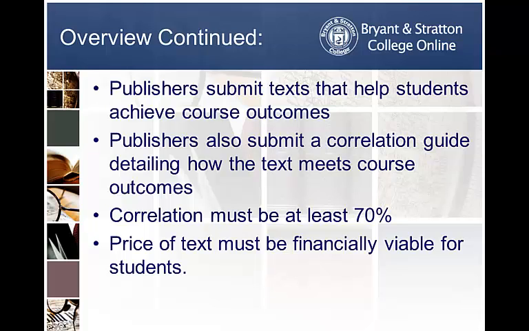In order for a book to make the list, there must be a correlation between the text and course outcomes of no less than 70%. The books must also be considered financially viable for our students. Once the list of books that meet these criteria is established, it's forwarded to program directors and lead faculty across all campuses so they may facilitate the media review process with all faculty across the college.